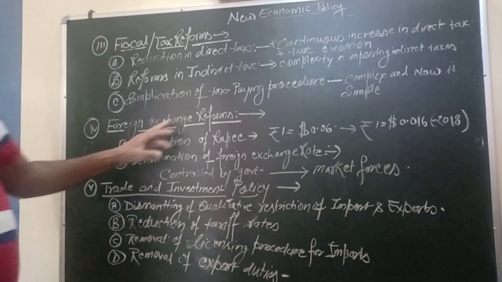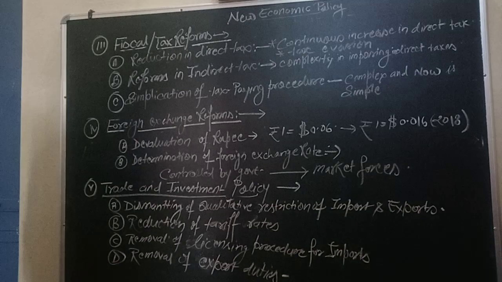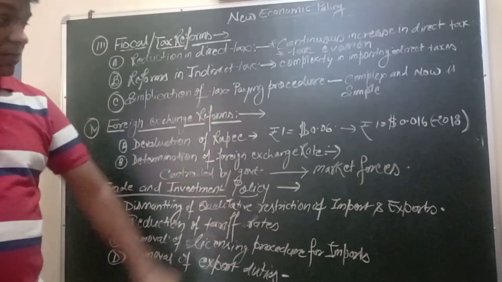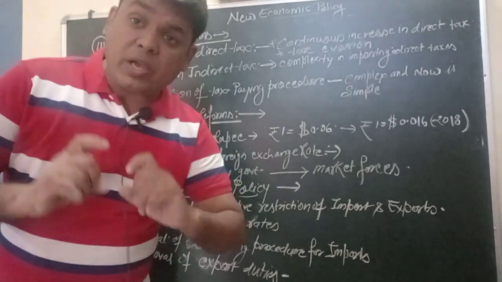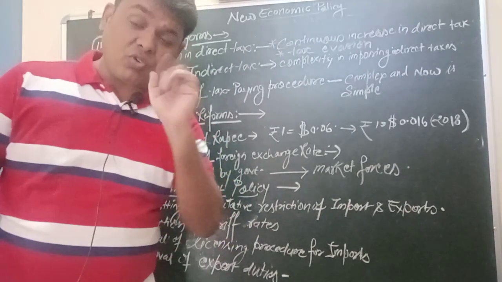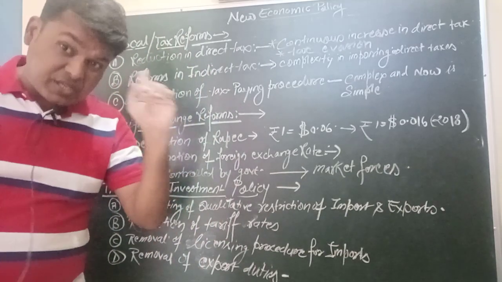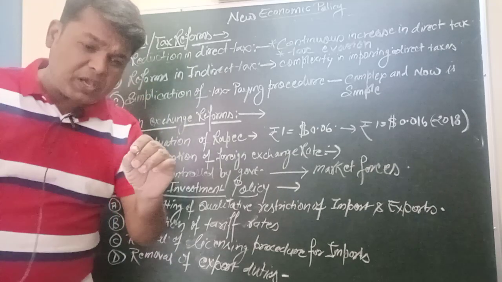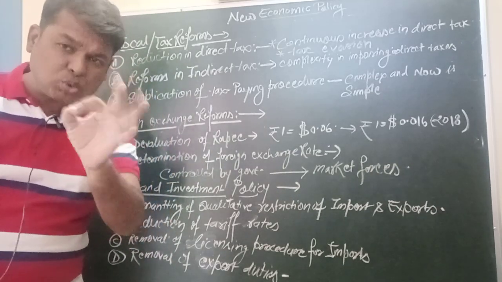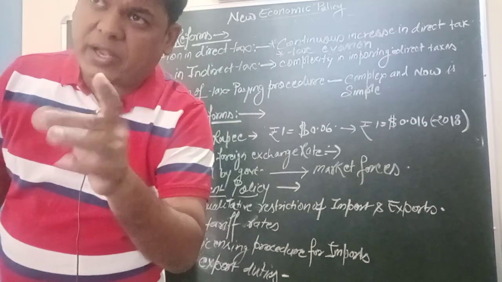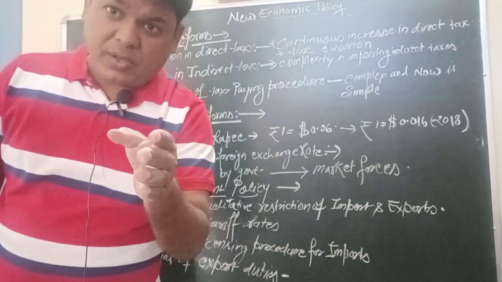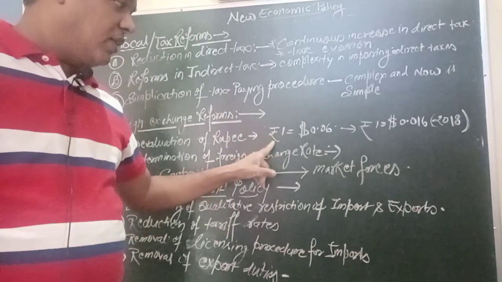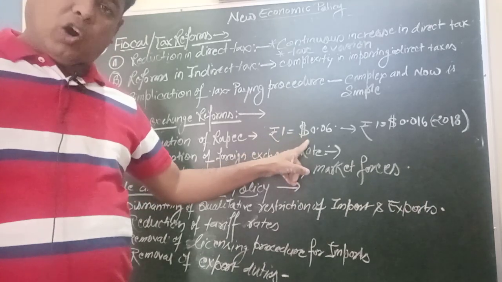Now, after that, foreign exchange reforms. The first is the devaluation of the rupee. In 1947, 1 dollar was equal to 1 rupee, or near to 20 dollars or something. But now the exchange rate, prior to 1991, our 1 rupee was equal to how much?